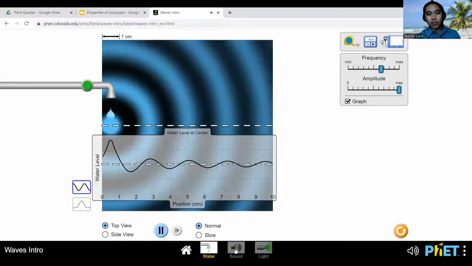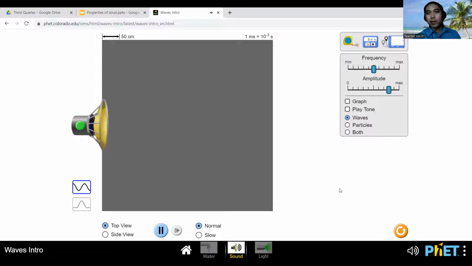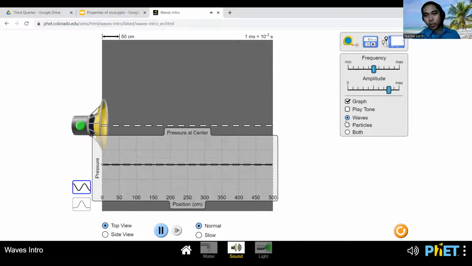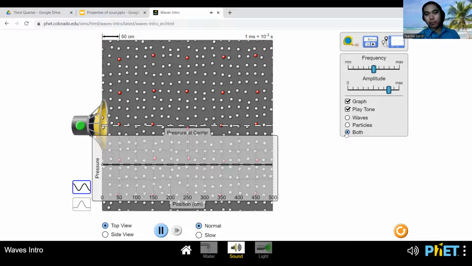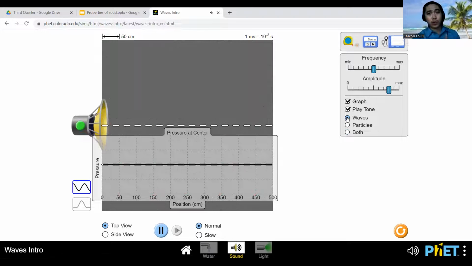Okay. So how about sound? Try naman natin sa sound. So dito yung may graph ulit tayo. May play tone, particles, or both. Okay? So sa waves muna tayo, syempre. Okay? It can be slow. Dito muna tayo sa slow.